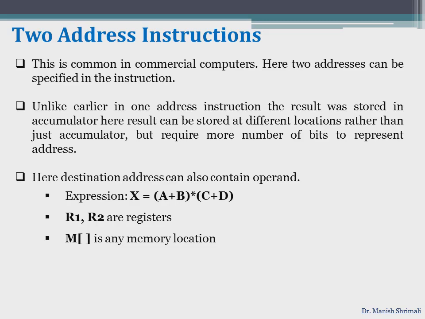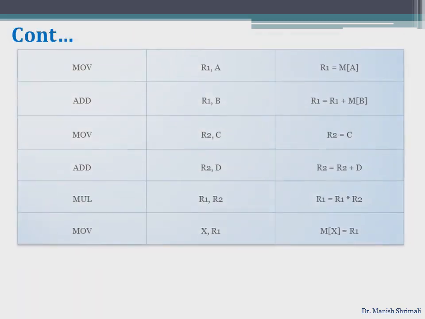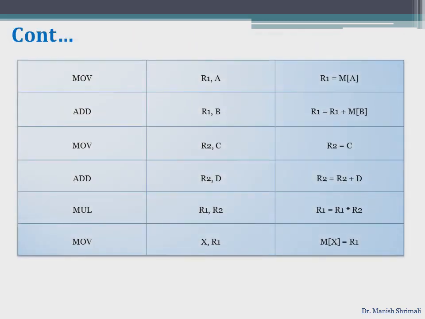So again, you can see that this is the expression, and R1 and R2 will be the registers that we are making use of, and M, again, is any memory location. So next let us see how, in this particular table, using two address instructions, that expression is being solved. This is a lot easier to understand as compared to the zero address and one address.